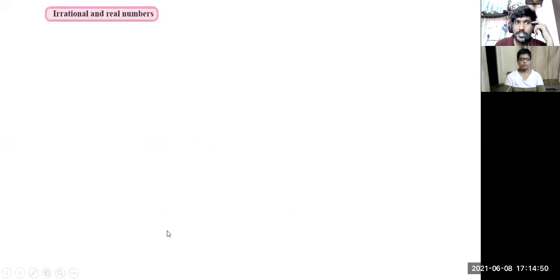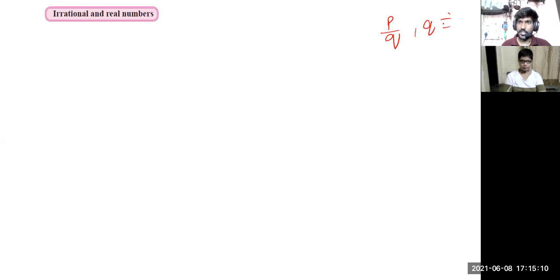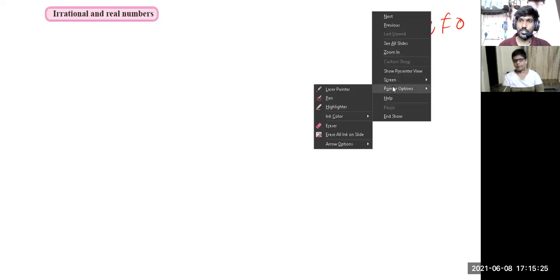Okay. Now the next concept is irrational numbers. What are irrational numbers? So what are rational numbers? Can you tell me? Numbers which can be put in the p upon q form and q not equal to 0, this form is called a rational number. Now numbers which cannot be written in this form are irrational. Numbers which cannot be written in p by q form are called irrational.